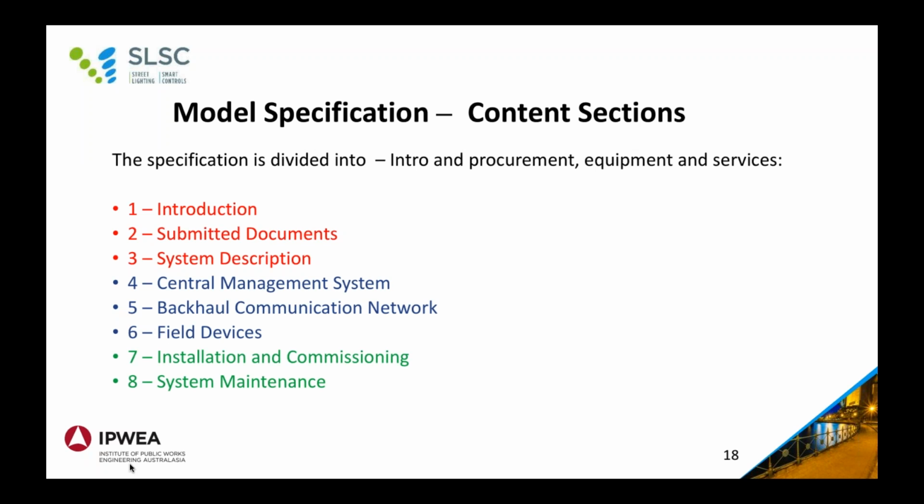The content sections of the model spec, we've color-coded just to differentiate them. The specification is divided into the procurement and probity side of things, the submitted documents, and what is actually being procured. The blue sections in the middle, 4, 5 and 6, are for the equipment: software, the communications network, commonly called the backhaul communication network, which could be a cellular telephone system, or could be part of the procurement packages, gateways or network devices. And field devices, finally, are the plug-in devices which plug into the luminaire with a NEMA 7-pin device or similar.